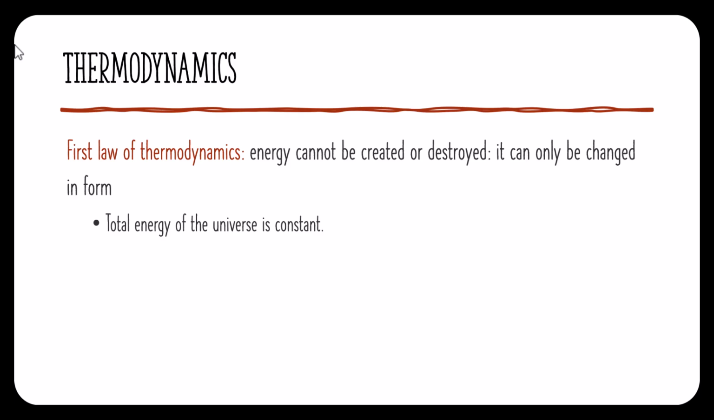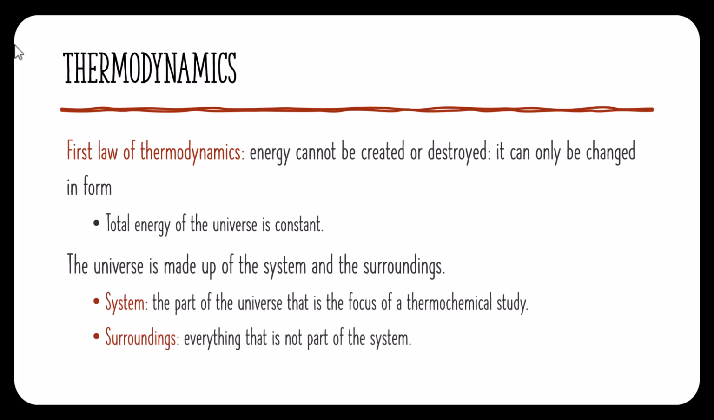So, how does this apply to us as chemists? During a chemical reaction, energy is neither created nor destroyed. It simply changes form. It gets released, it gets absorbed. When we're thinking about the total energy of the universe, we can think of it as two different things. The part of the universe that we are interested in is the system. For us as chemists, the system is often the beaker that the chemistry is happening in. And then there's the surroundings, which is everything else that's not part of the system.